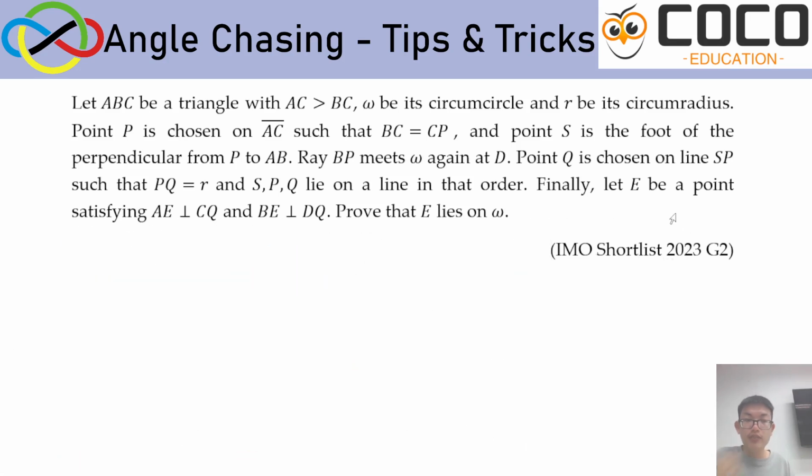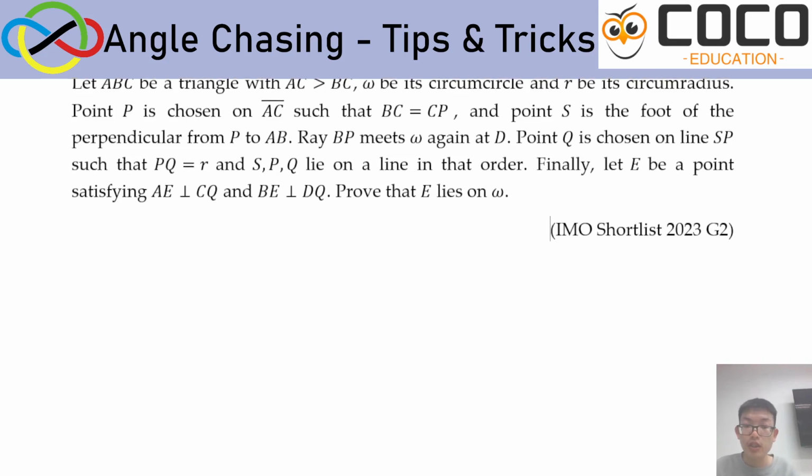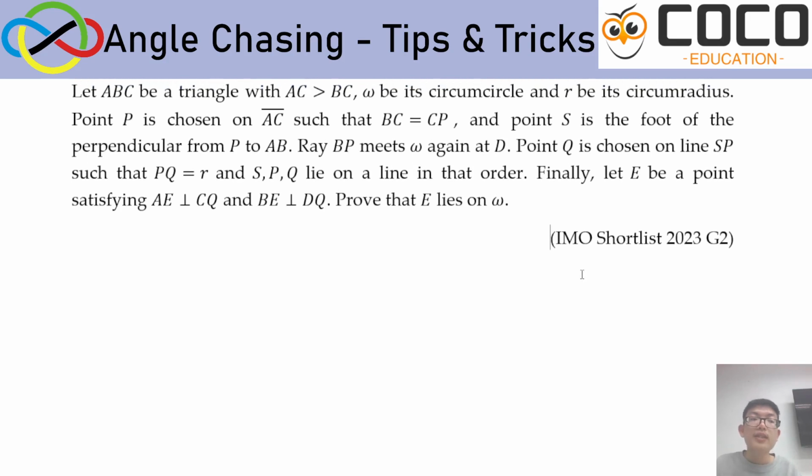And so in this video, I'm going to look at this problem from the IMO Shortlist, and we are just going to talk about how to do angle chasing. Now, the first thing about how to do angle chasing is, let's draw a diagram. So ABC is a triangle.